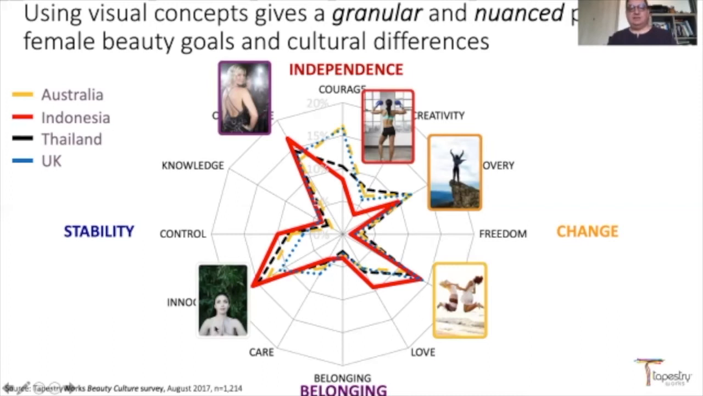Whereas if I take this image here of nature, balance, harmony, innocence, this is #1 in Thailand, #2 in Indonesia. It's the 5th most frequently chosen image in the UK and Australia. So I think there you have a key cultural difference between these 4 countries.